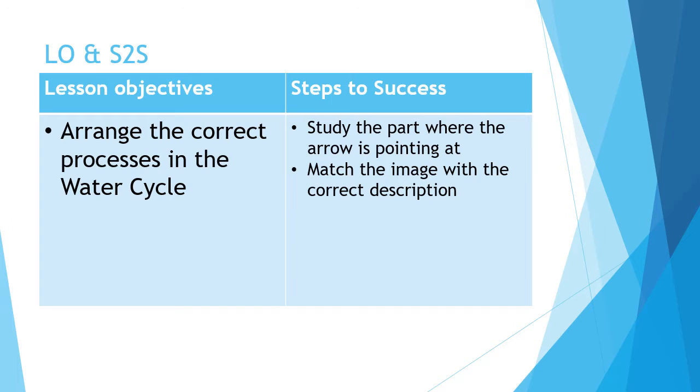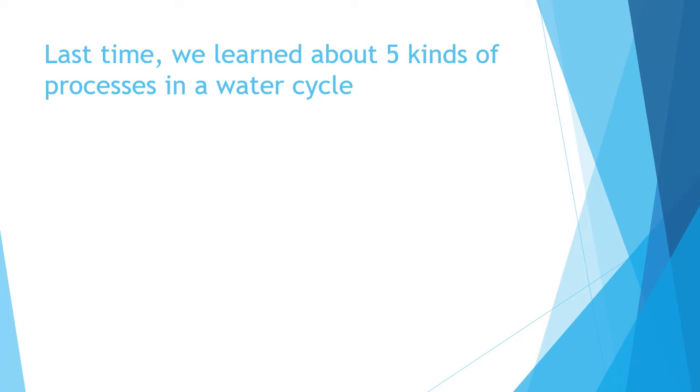Your lesson objective for today is to arrange the correct processes in the water cycle. Your steps to success is to study the part where the arrow is pointing at and then match the image with the correct description. Okay, so last time we learned about 5 kinds of processes in a water cycle.